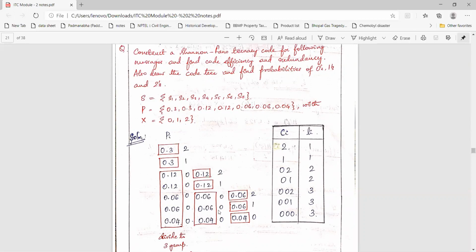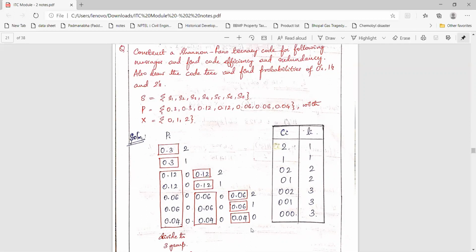The only thing that can be divided into subgroups is subgroup 3, so we'll go for it. We ultimately want three subgroups. There are three elements, so we'll divide it in such a way that this 0.06 alone will form subgroup 1, the second 0.06 will form subgroup 2, and this 0.04 alone will form subgroup 3. And then we'll assign the values 2, 1 and 0 for subgroups 1, 2 and 3 respectively.